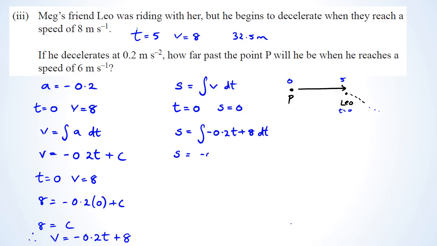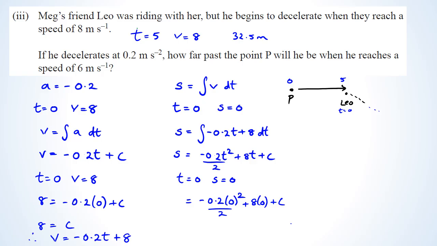So S is negative 0.2 t squared over 2 plus 8t plus c. Now, because t equals 0 and S equals 0, I can see that S is equal to negative 0.2 times 0 squared over 2 plus 8 times 0 plus c. So 0 equals that. From here, you can see that c is equal to 0, and therefore the distance formula is negative 0.2 divided by 2, which is negative 0.1 t squared plus 8t.